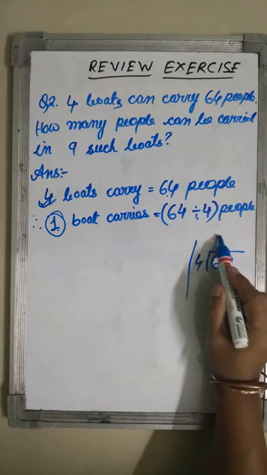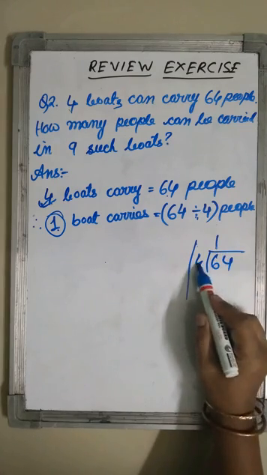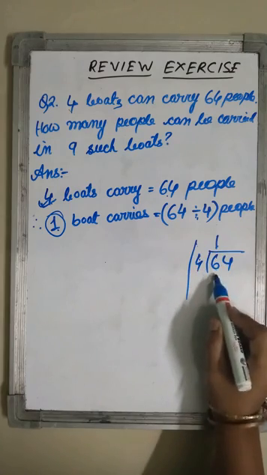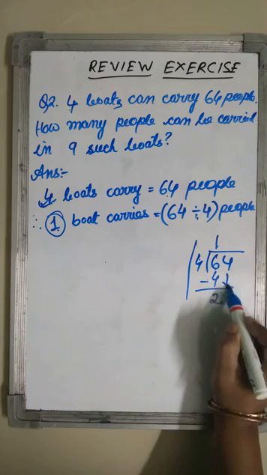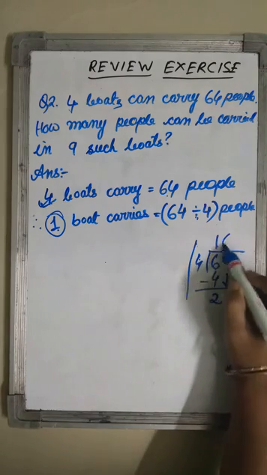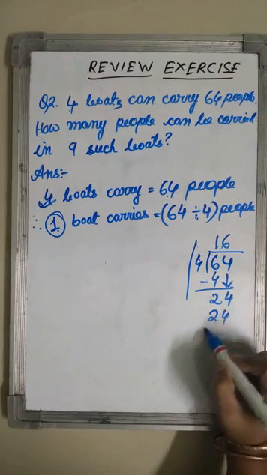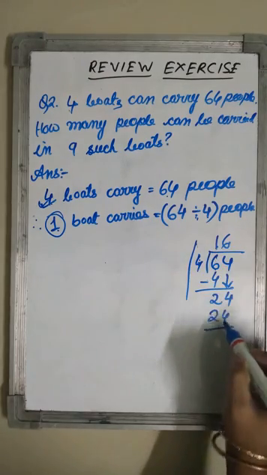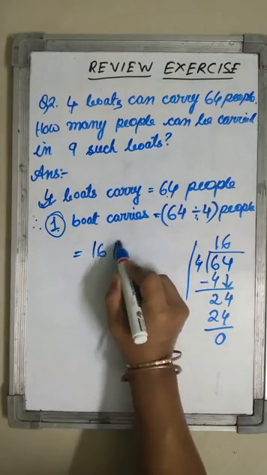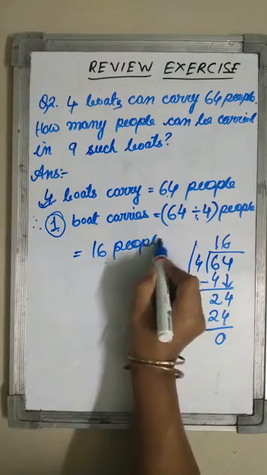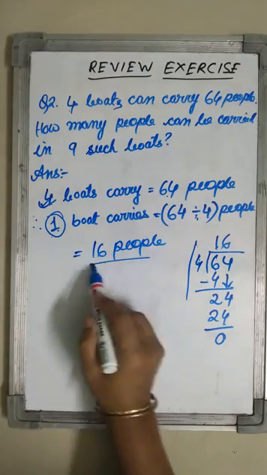64 divided by 4: in 6, one time. 4 into 1 is 4. Subtract, 2, and 4 will come down. 24, 4 into 6 is 24, remainder is 0. So it is 16 people. So in one boat 16 people can go.